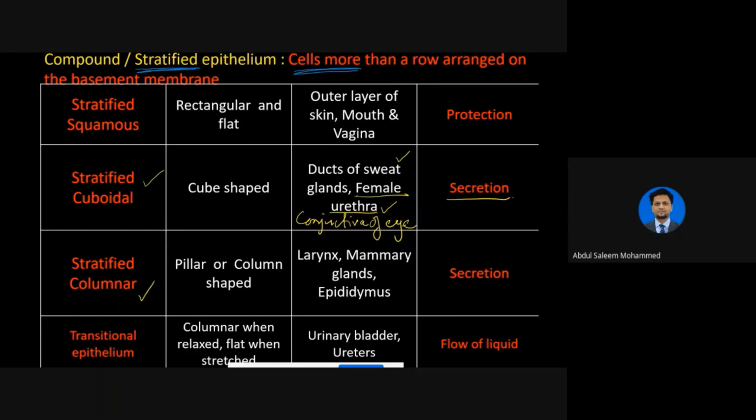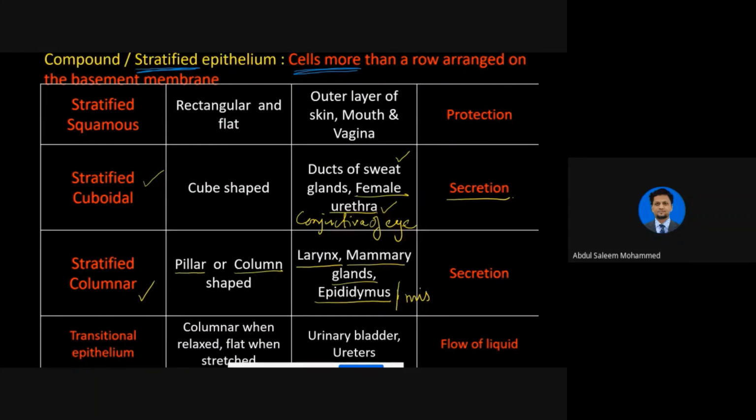Next is stratified columnar epithelium. Here it is all simple now. We'll briefly make out what type of cells are present, and we'll list out the examples. In stratified columnar, the cells are pillar shaped or column shaped, arranged on the basement membrane, and the number of rows of cells is more. You will come across this type of tissue in the larynx. That's one of the parts. Then mammary glands and epididymis. So these are the examples for stratified columnar epithelium.